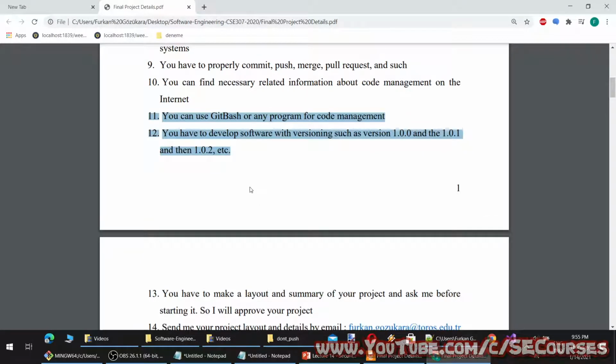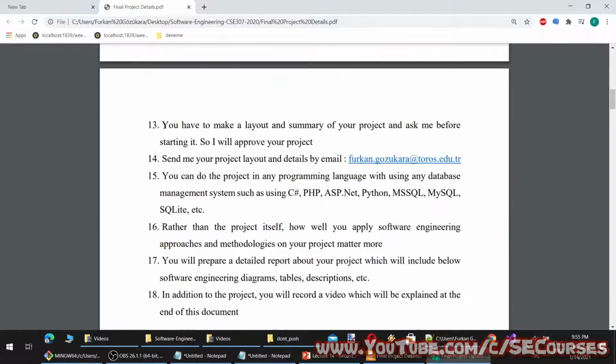11. You can use Git Bash or any program for code management. 12. You have to develop software with versioning, such as version 1.0.0, then 1.0.1, and then 1.0.2, etc. Okay.